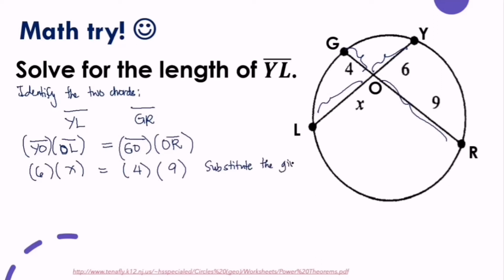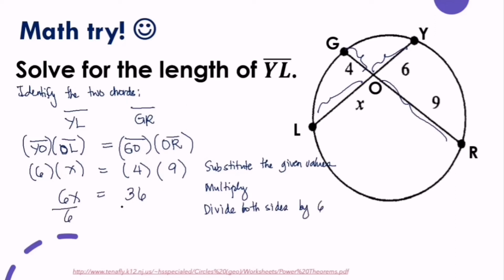Substitute the given values. Then the next one is we're going to multiply. Simplify natin. 6 times x is 6x. And then 4 times 9 is 36. Okay? And then we're going to divide both sides by 6 para makuha natin ang value ng x. So 36 divided by 6 is 6.